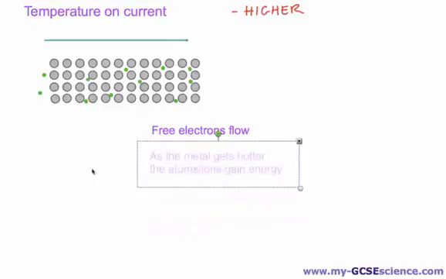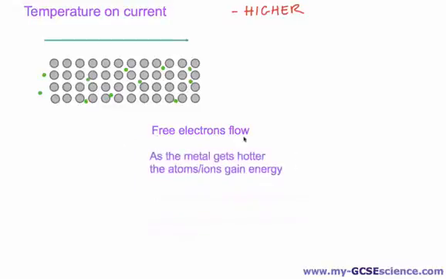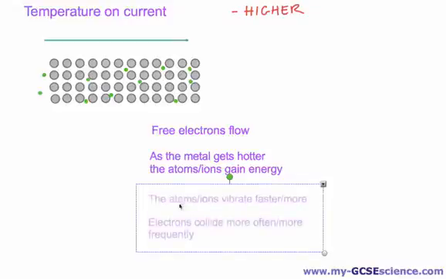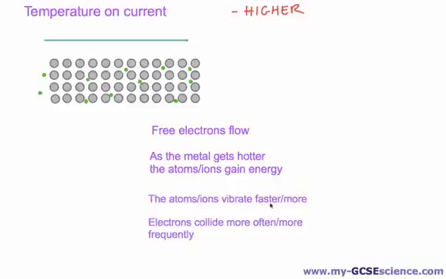So let's have a look at how we might explain that. We've got free electrons flowing when there's electric current flowing, and if we heat up the metal, as the metal gets hotter, the atoms, or ions you could say, because we know that these can technically be described as ions with missing electrons in metals, gain energy. That causes the atoms or ions to vibrate faster or to vibrate more, and that means the electrons collide more often or more frequently. This is specifically how you should explain that idea.